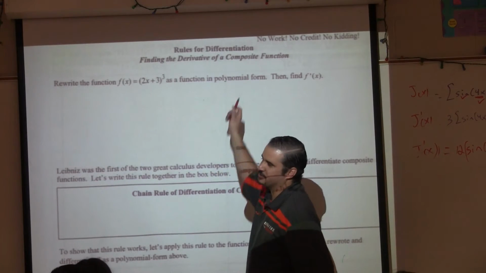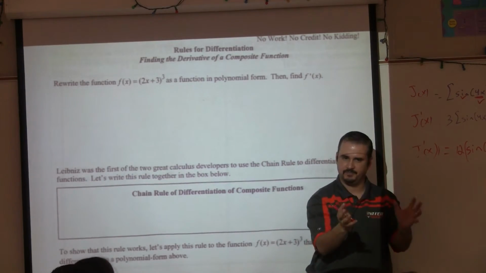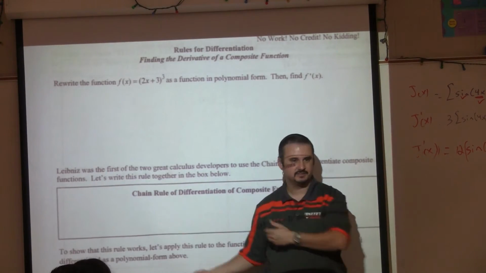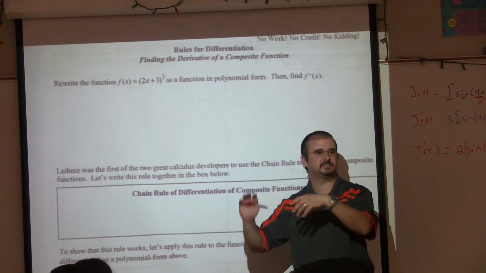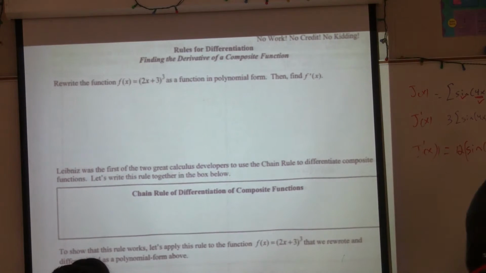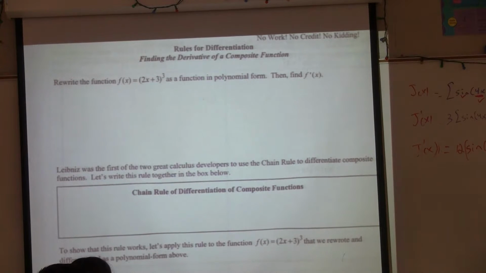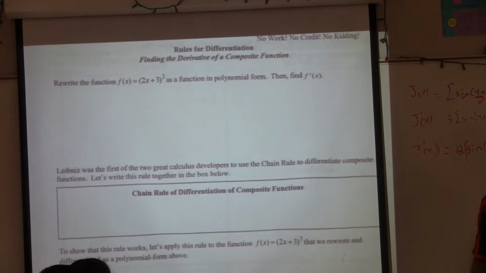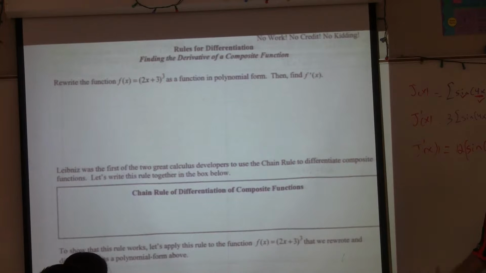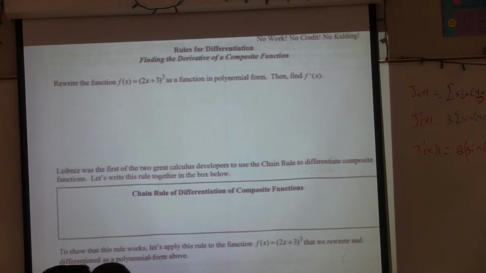What does 2x plus 3 to the third mean? 2x plus 3 times 2x plus 3 times 2x plus 3, right? So you want to do that, or you want to use what Blaise Pascal discovered for us? Let's go with Blaise. Let's go with the blazing triangle.